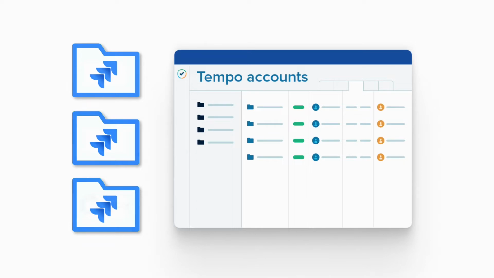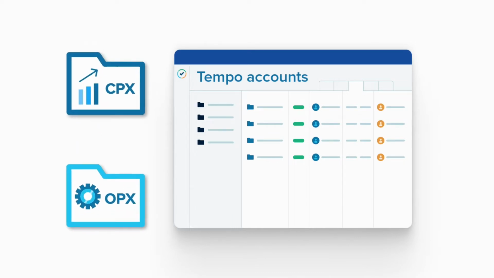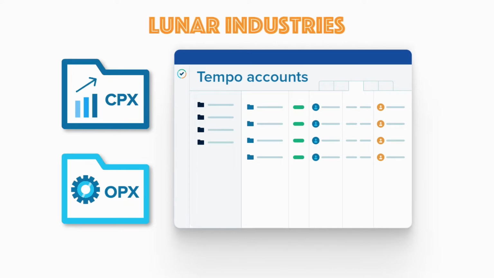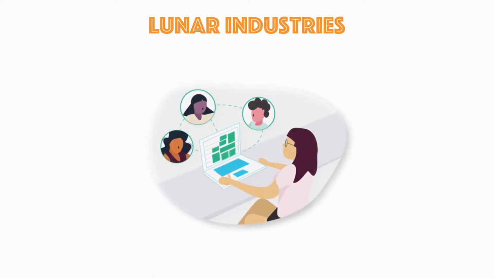And that includes time spent on work for capital expenditures, known as Capex, and work on operating expenses, known as Opex. Here at Lunar Industries, we use Tempo accounts for organizing all of our tracked time, including that spent on Capex and Opex work. I'm a project manager who wants to track the work that my development team is doing.